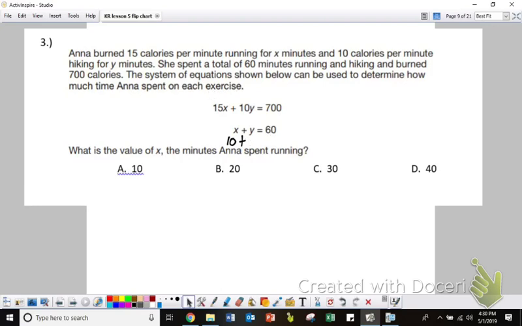So the next number that they give us is 20. So we try out 20. 20 plus 40 equals 60. So then 15 times 20, that's 300. Plus 10 times 40, well, that's 400. And 300 plus 400, does it give us 700? Yeah, it does. So then I know that my answer has to be B. It has to be 20.